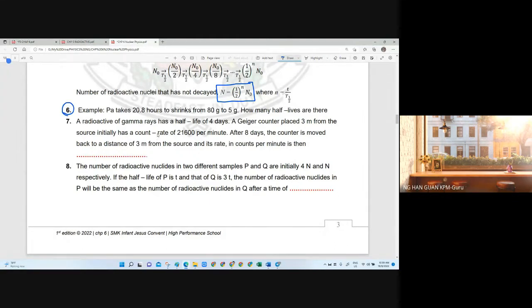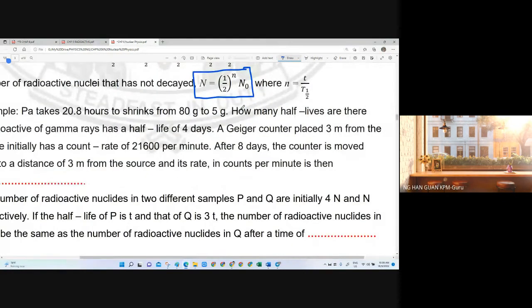For question 6, the example: it takes 20.8 hours for this parent nucleus, which is Pa here, to shrink from 80 gram to 5 gram. So how many half-lives are there, and how long is the half-life? How many half-lives and how long is the half-life?